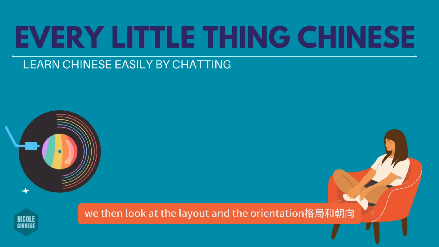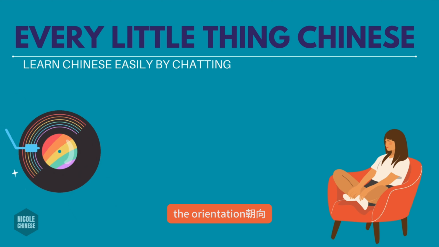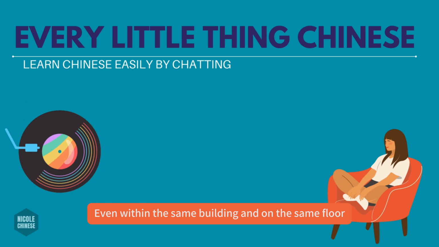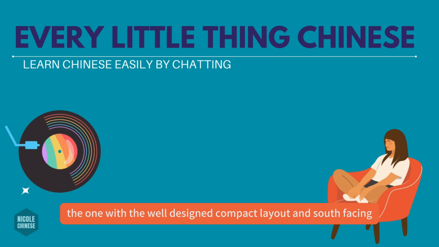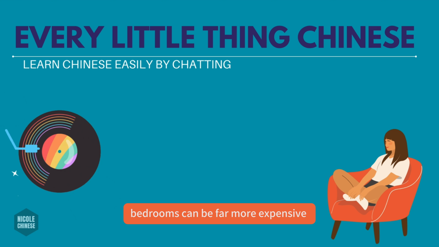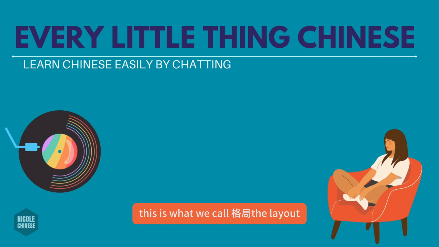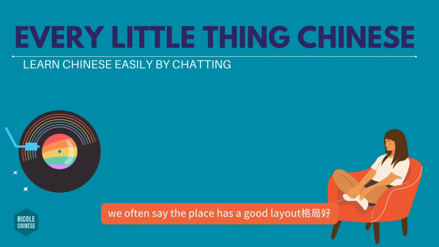Once we know how many rooms a place has, we then look at the layout and the orientation. 格局和朝向. The orientation 朝向 means where the windows are facing. Even within the same building and on the same floor, the one with the well-designed, compact layout and south-facing bedrooms can be far more expensive than a long, narrow flat with poor orientation. This is what we call 格局, the layout. We'll often say the place has a good layout, 格局好.